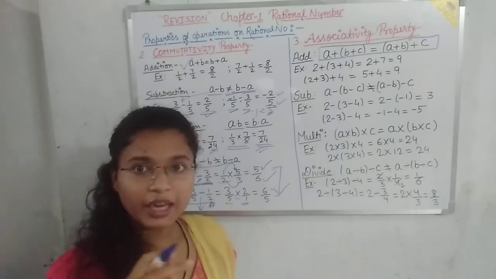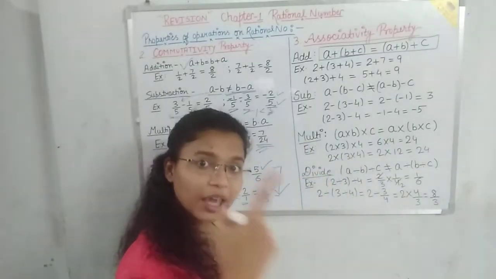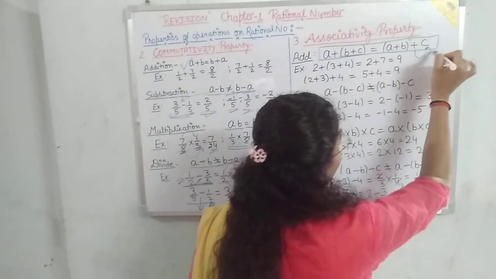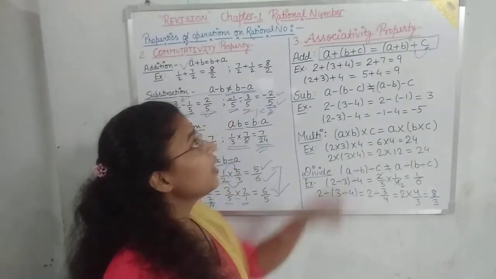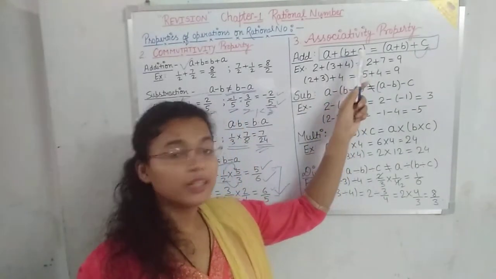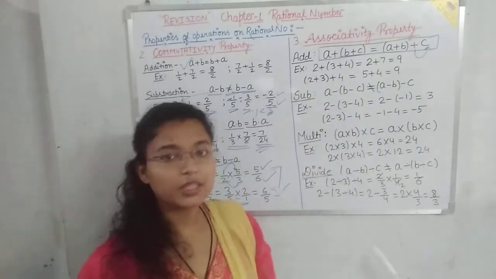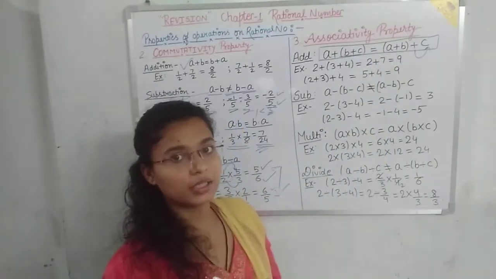When you add a plus in the bracket b plus c, you will get the same result as when you add a plus b, and after that add plus c in it. Remember, when you add b plus c and in it add a, you will get the same result as when you add a plus b together and after that plus c.